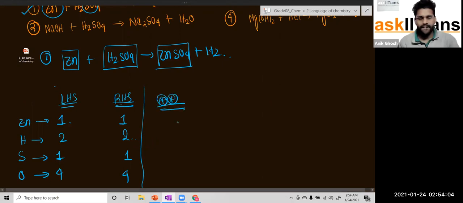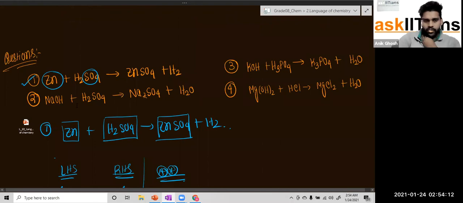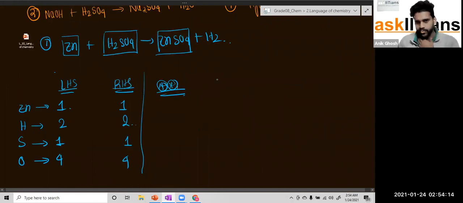So this is how you need to solve this question. You don't need to do anything, this is an already pre-solved question. Now try to solve the next question, NaOH plus H2SO4. Let's see how to do this equation.